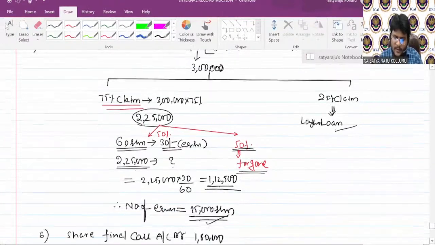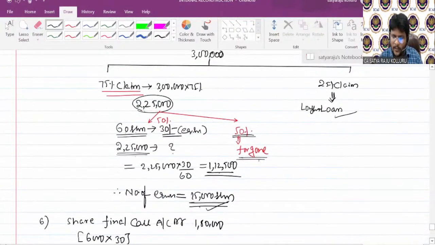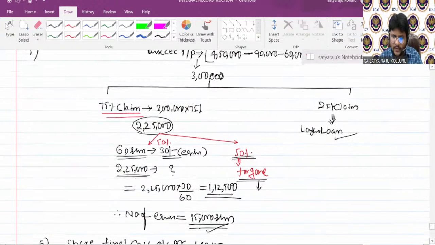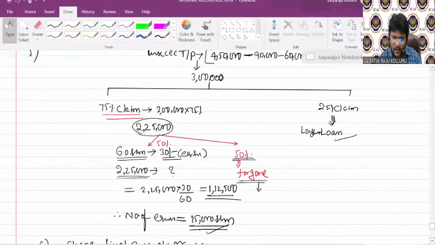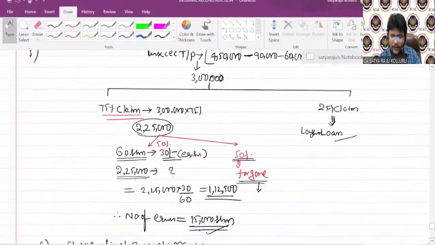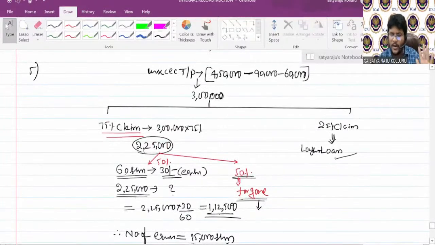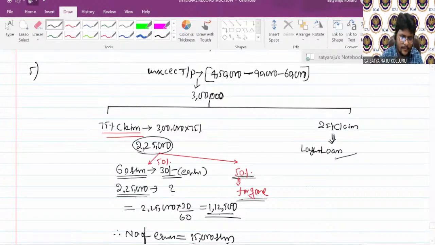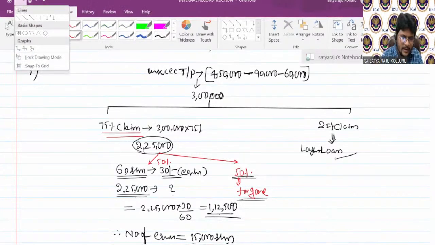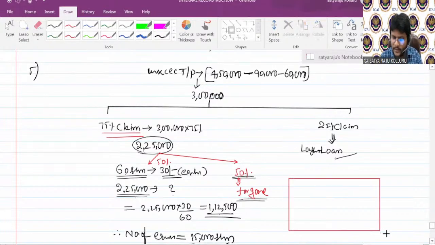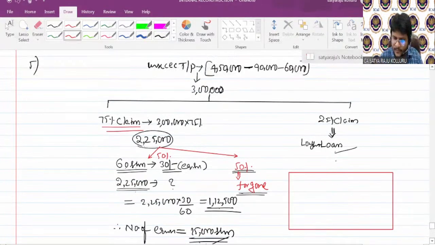Here, foregone means for this you need to pass the journal entry now. Okay, sorry. For this point number 5, I have not passed the journal entry till now. Now let me pass the journal entry here. I missed out the journal entry. Just a second. I'm passing the journal entry here. Concentrate.